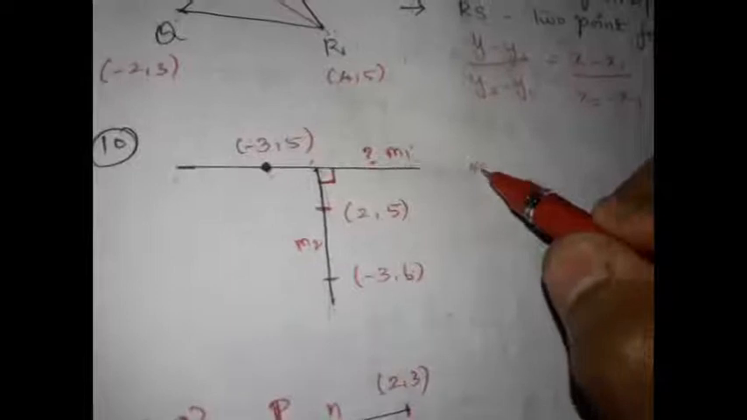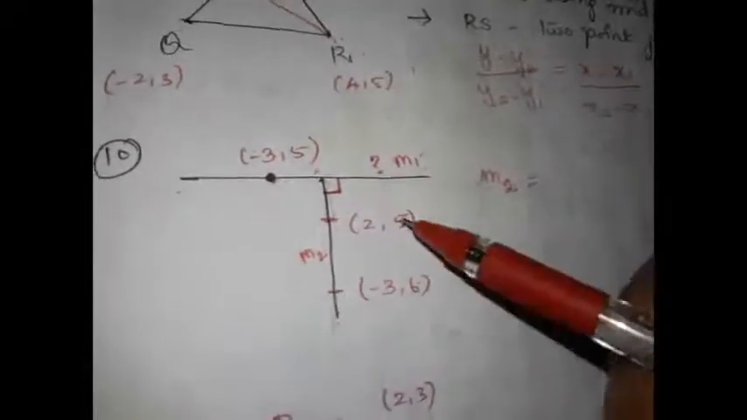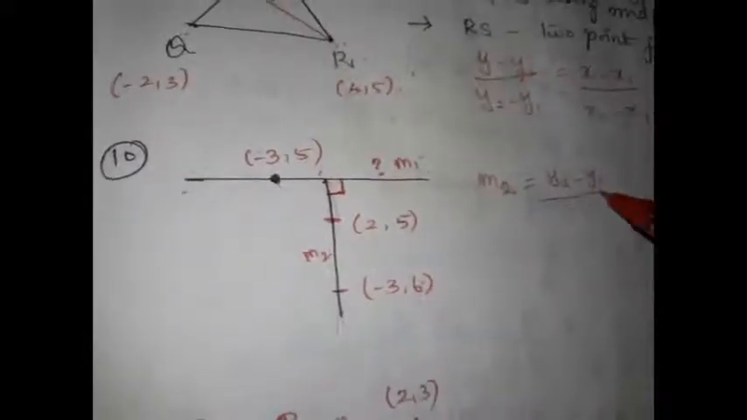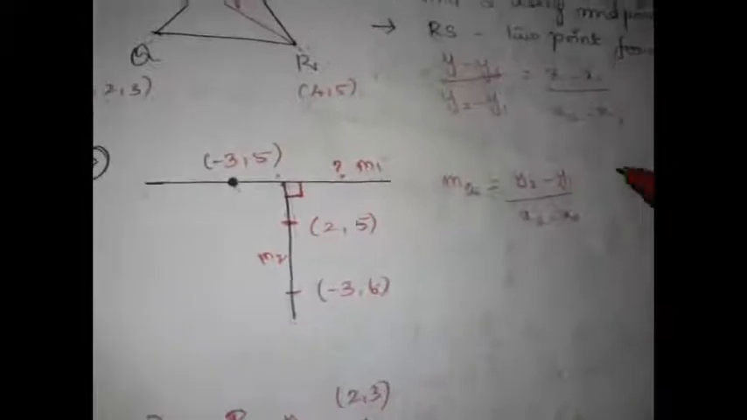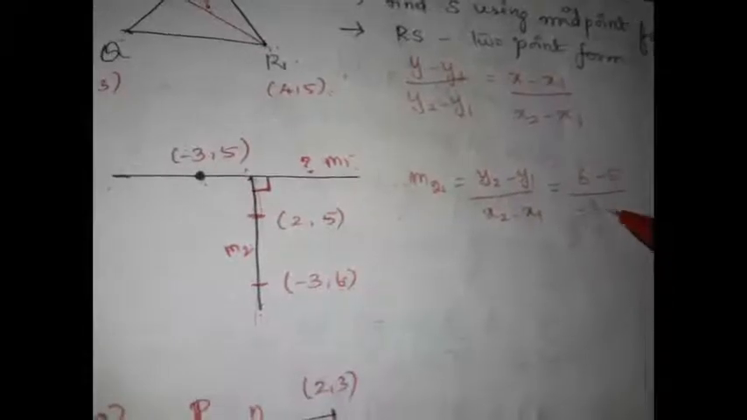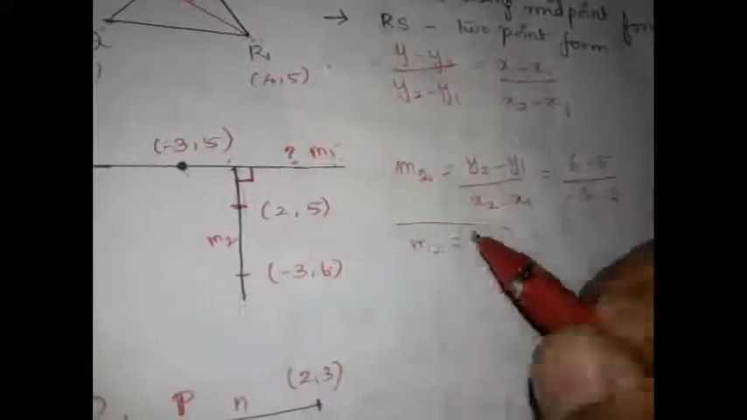So, first let us find m2. What is m2? How do you find the slope when you know 2 points? (y2 minus y1) divided by (x2 minus x1). So, what is going to be the slope here? (6 minus 5) divided by (-3 minus 2), which is going to be 1 divided by -5. That is the slope of this line.